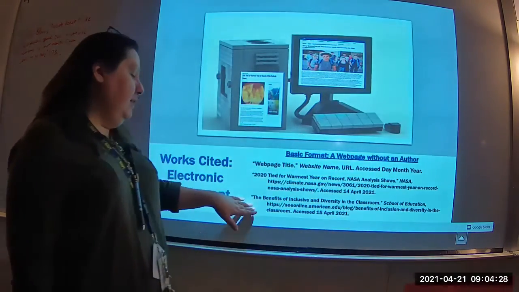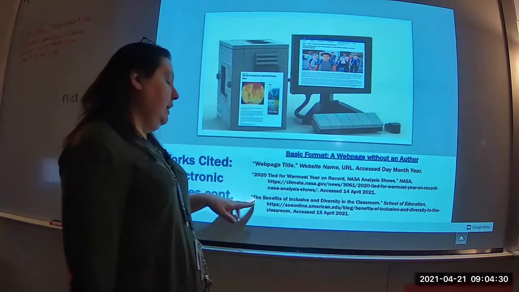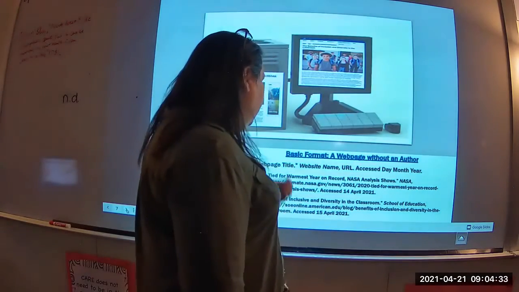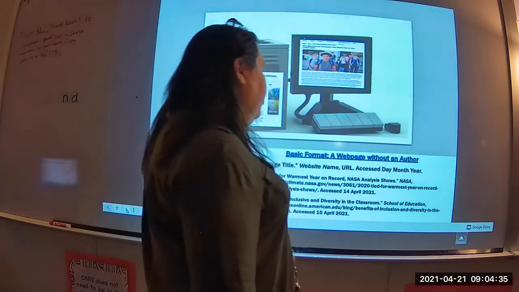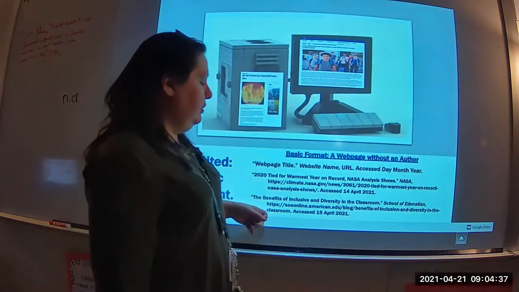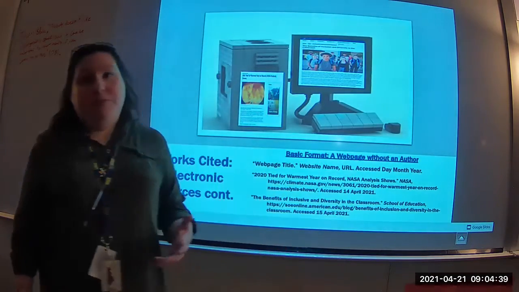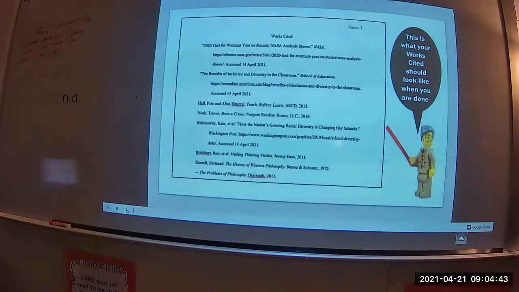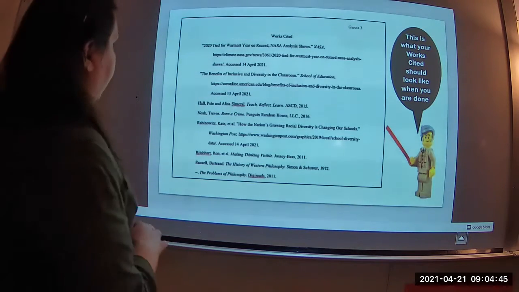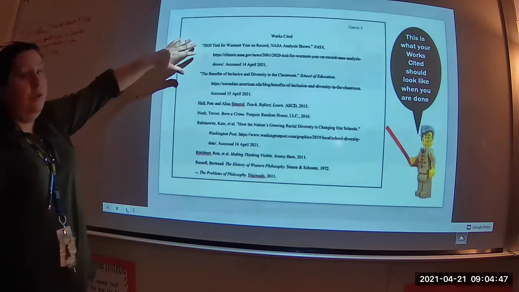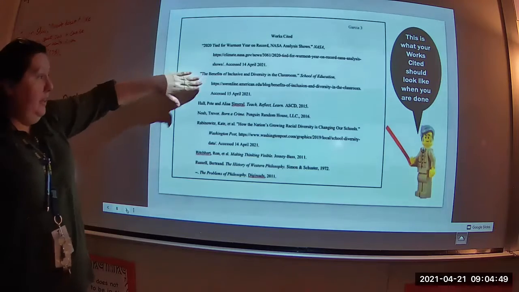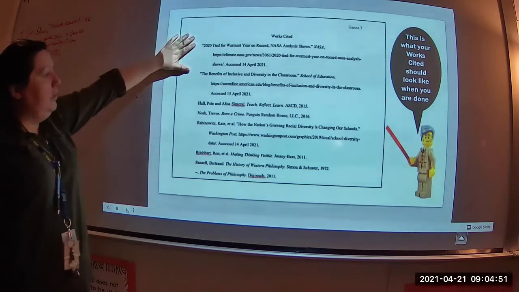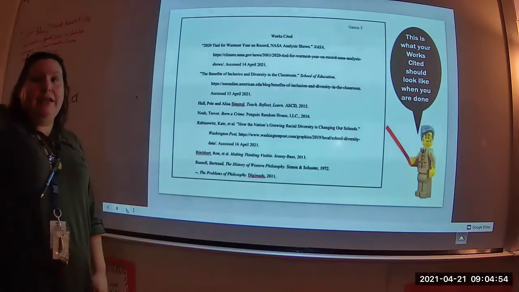Then another one, The Benefits of Inclusion and Diversity in the Classroom, from the School of Education. There's the URL and the access date. Pretty simple, so you should all be able to do it. So this is what a works cited ends up looking like. Do you see how you can tell the difference between the regular text and the citations? And so these are all the sources, all the quotes that we had yesterday.